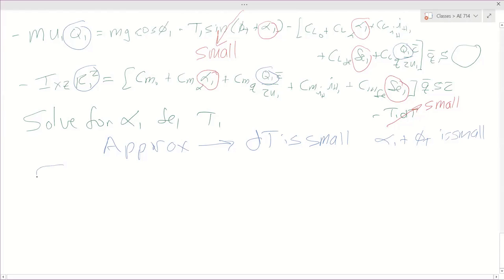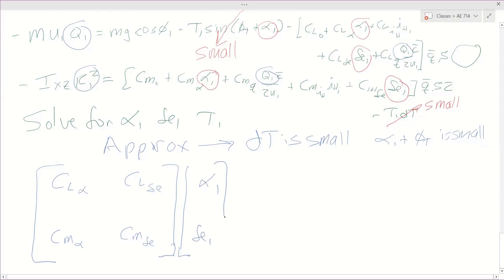So let's write out the matrix problem here. So there's the stuff that multiplies alpha and delta E. There's a whole bunch of stuff on the right side here.